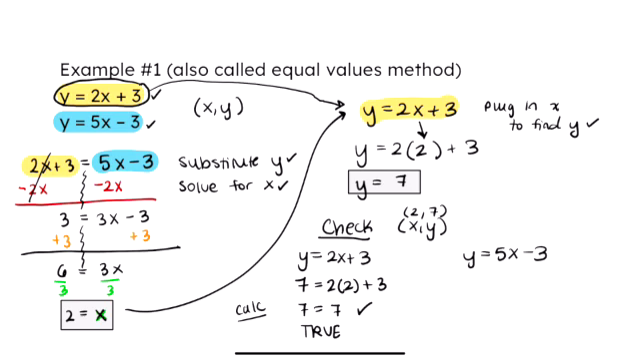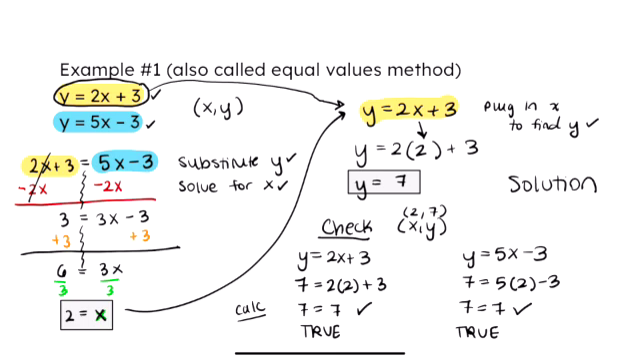We can do it again over here. Plug in 7 for y and 2 for x. Calculate. And once again, we get 7 equals 7, which is a true statement, which means that the second equation checks out and we found our solution. You want to write your solution as a coordinate pair. So I'm going to write my solution (x, y) as (2, 7).